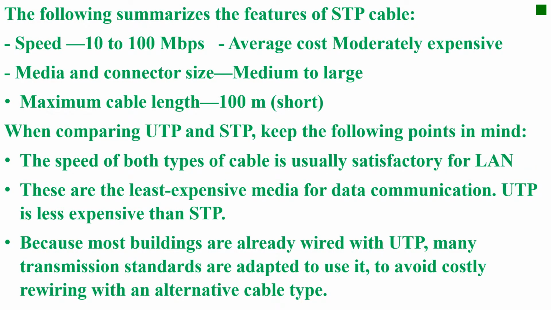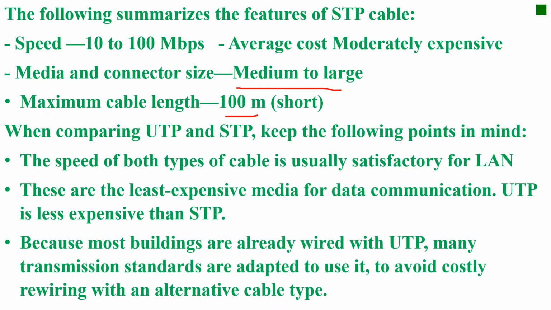The following summarizes the features of STP cables. Speed from 10 to 100 megabit per second. Average cost moderately expensive. Media and connector size medium to large. Maximum cable length the same, 100 meters.